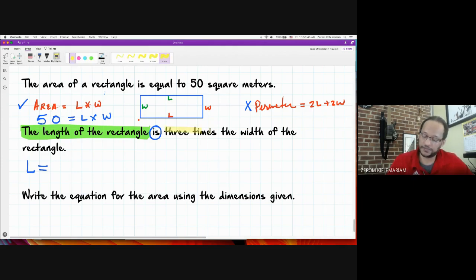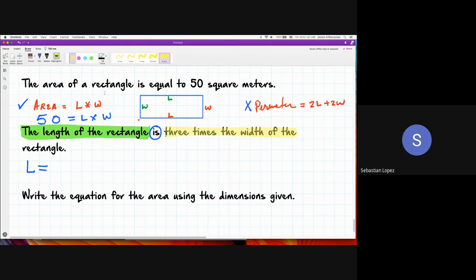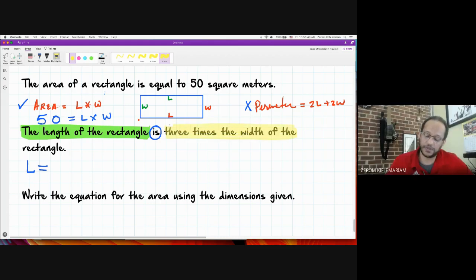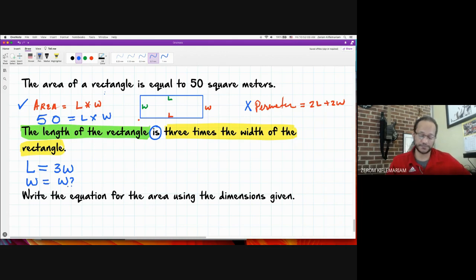Is what? It's 3 times the width. It is 3 times. So if L represents the length, the other one would be what? It is 3 times W. Did they say anything about W? No, W is equal to just W. We don't know, so that's a question mark. Does that make sense? Yes.